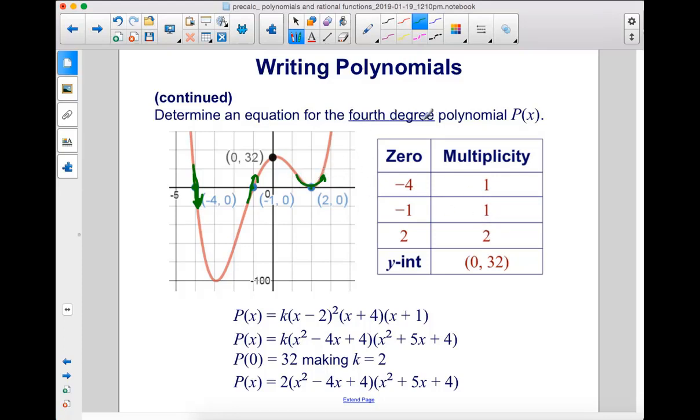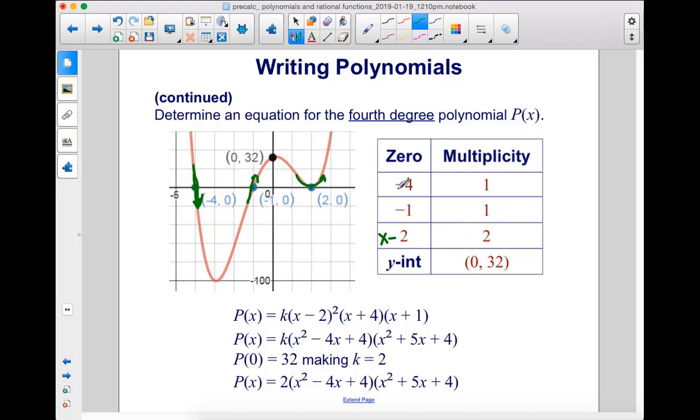Since this is a 4th degree polynomial, the multiplicities are going to add up to 4. So 1 plus 1 plus 2 is 4. And then we have our y-intercept here at 0, 32. So we have x minus 2 squared, since this is our 0, 2, this becomes x minus 2, and we have this squared because the multiplicity is 2.